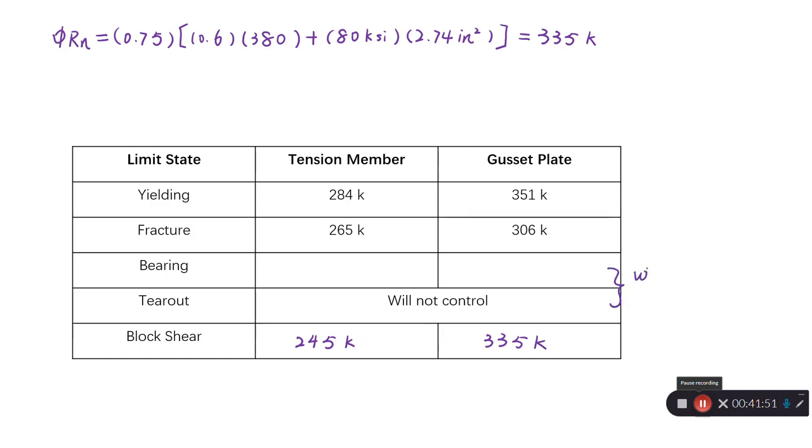Covered later, next lecture. Alright, so it seems like block shear in the tension member will be controlling, but even this value, even the smallest value, is still greater than Pu, right? So we're good so far.